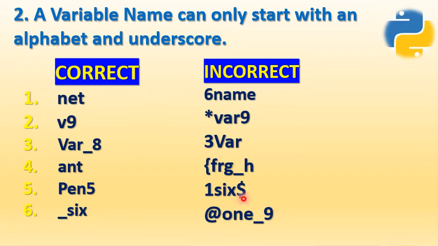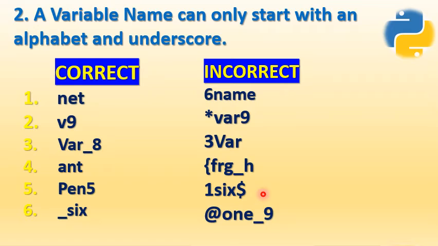Now here I used 1, 6 and this dollar. First of all, the first letter of my variable should be an alphabet or underscore only. So from where did this digit come? That's why it is throwing an error, it is incorrect. And also this dollar is a special symbol which is not allowed.